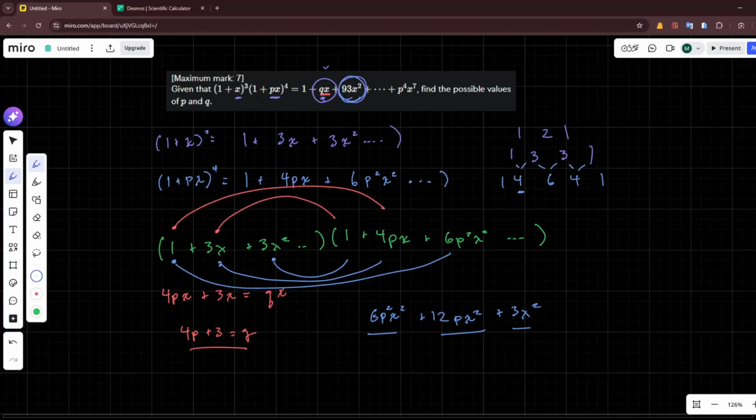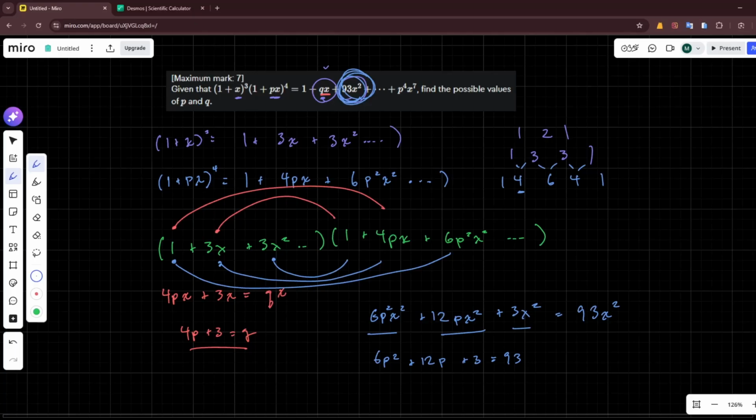And when they add together, they should give me the term in my expansion here, 93x squared. So let's try and work through and simplify this. 6p squared, 12p, 3, 93. Now this, I'm just getting by cancelling all of the x's, basically. All the x squareds are going away. We're left with 6p squared plus 12p plus 3 equals 93, which is a quadratic.